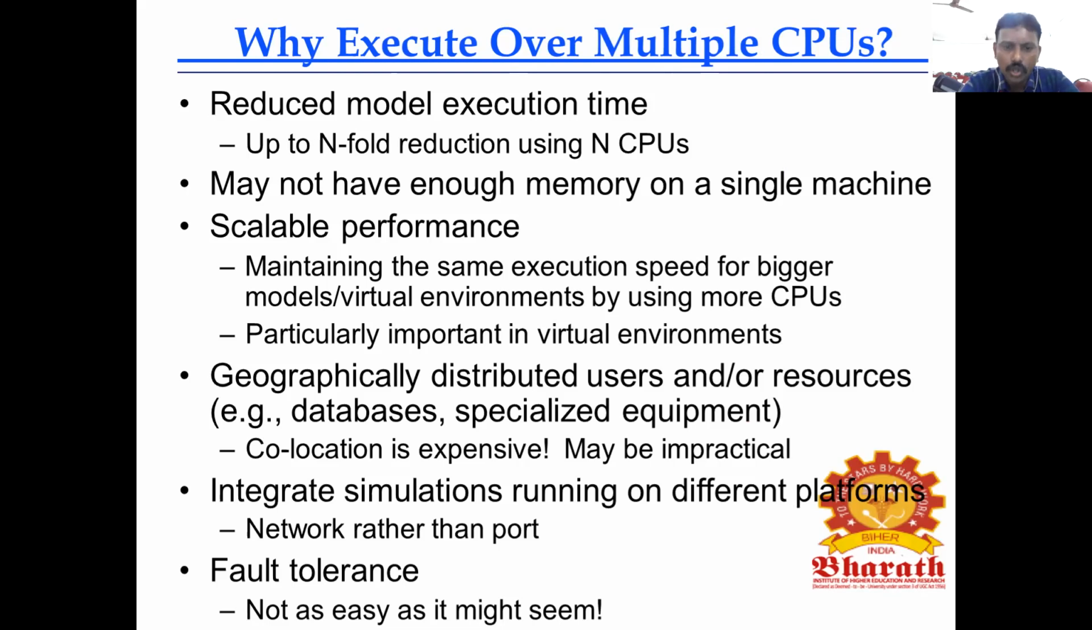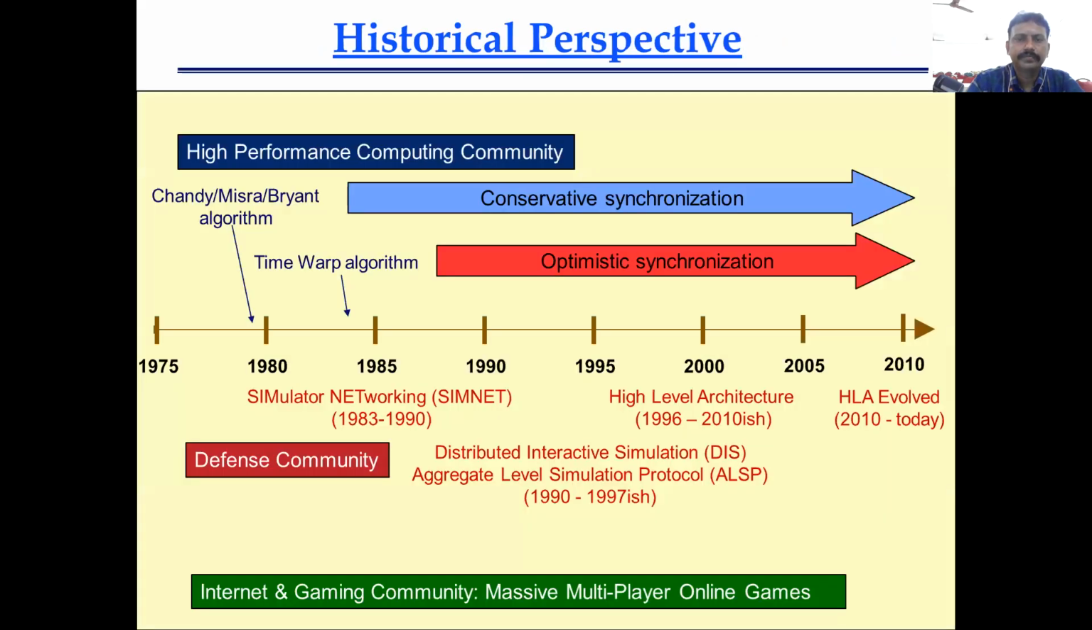And also geographically distributed users and resources of the database. An example is a database and specialized equipment. Also integrated simulation running on different platforms and networks. And fault tolerance is not easy with multiple CPUs, as a number of CPUs are connected through this interconnection network.